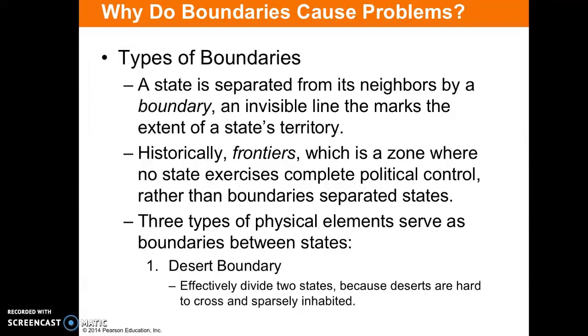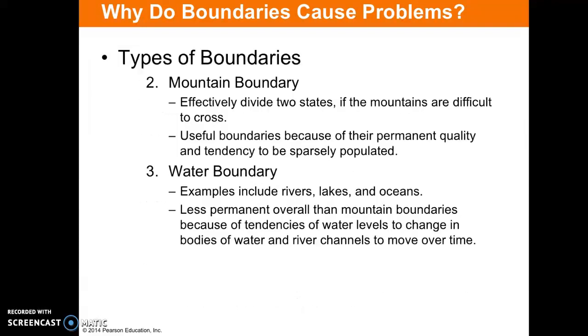So there are 3 main types of physical boundaries. We have physical boundaries and cultural boundaries, and we'll talk about physical boundaries first. If you have a desert in between 2 states, that is a great physical boundary. It's a natural boundary. It separates your states. Deserts are hard to cross, even today, and they're sparsely inhabited, so it makes a great natural physical boundary.